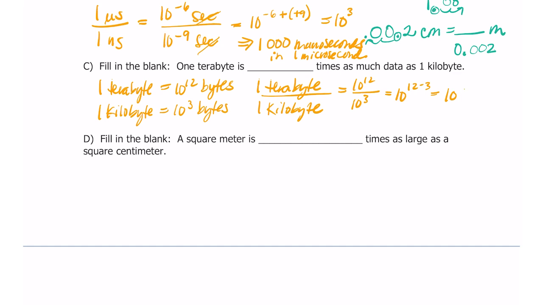And 10 to the 9th is a 1 with 9 zeros, which is a billion. So 1 terabyte is 1 billion times as much as a kilobyte.